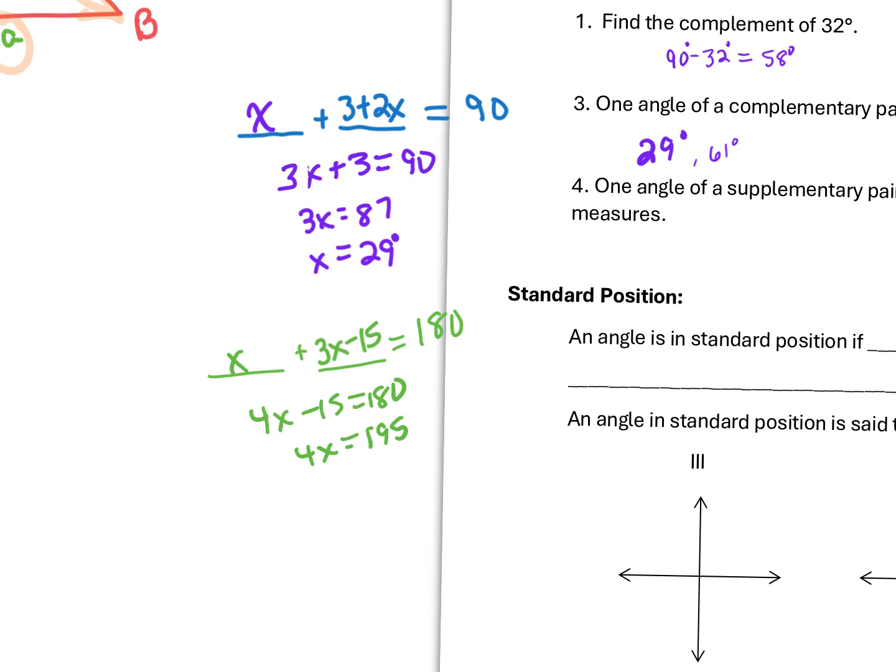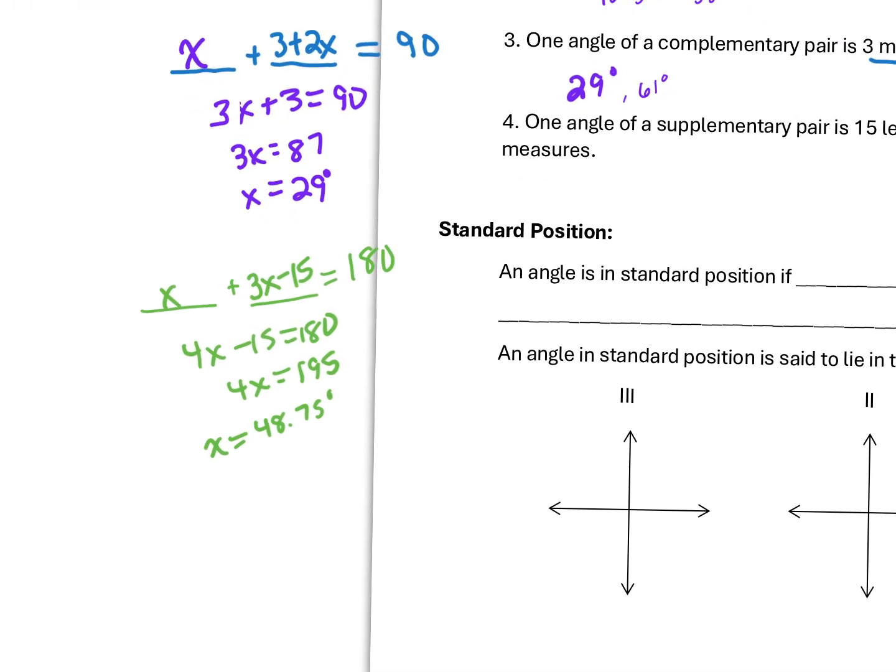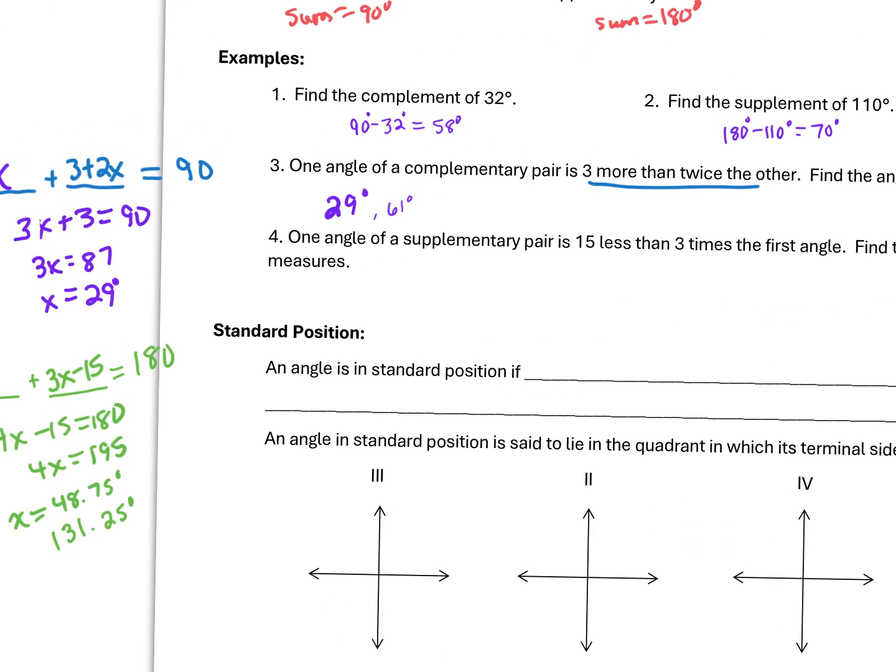Okay, we're dividing by 4. I'm trying to remember what we get. It's a decimal. 48.75. Okay, thank you. I thought that's what it was, but I couldn't remember. So the one angle ends up being 48.75. The other one is 131.25 degrees. Davis, you got the next one? I'll try it.